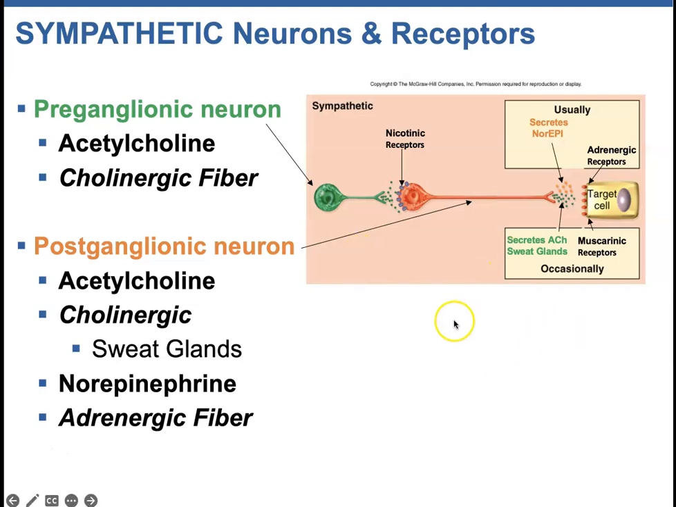So if it secretes acetylcholine, that is a cholinergic neuron, and in the sympathetic system, acetylcholine stimulates the receptors called muscarinic receptors on the sweat glands. If this was an adrenergic fiber that secretes norepinephrine, then the receptors are called adrenergic receptors, and they are receiving the norepinephrine. We'll get into that next.